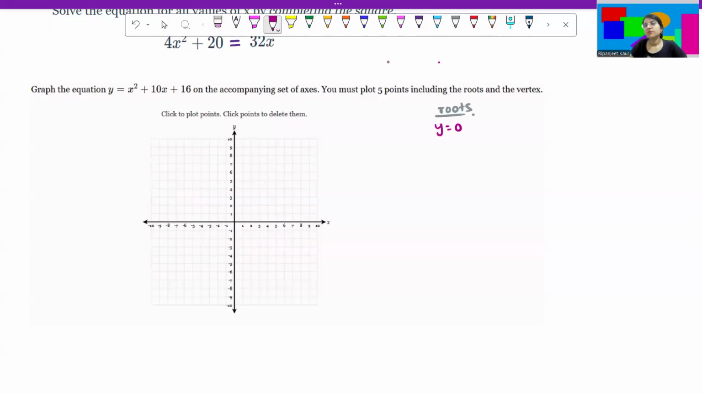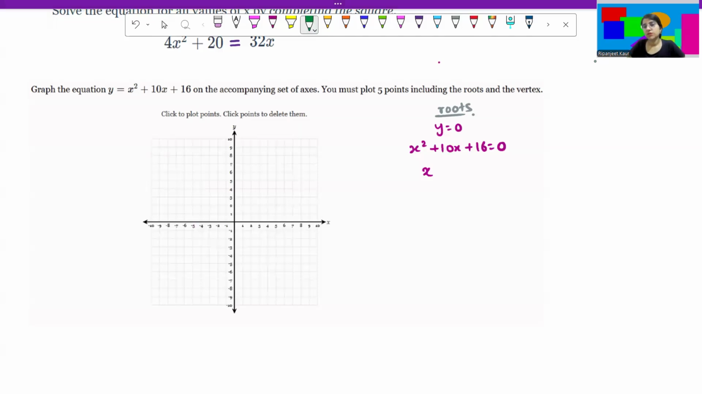So it is cutting the x-axis. For that, we will have to plug in y equal to 0. So if y is equal to 0, then x square plus 10x plus 16 is equal to 0. Now we will have to find the factors to find out the values of x where y is 0. Which method would you like to go with? Quadratic formula method? Would you like to go with the factorization? Yeah, factorization.